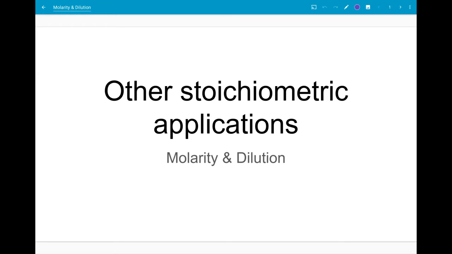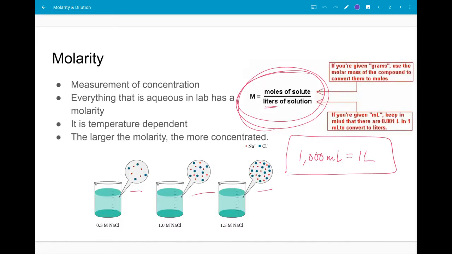Okay, so I thought it would help to have a video for molarity and dilution. There's lots of applications to stoichiometry, and you'll find that these are two concepts that we're actually going to use quite a bit. So what is molarity? Molarity is moles of solute over liters of solution.